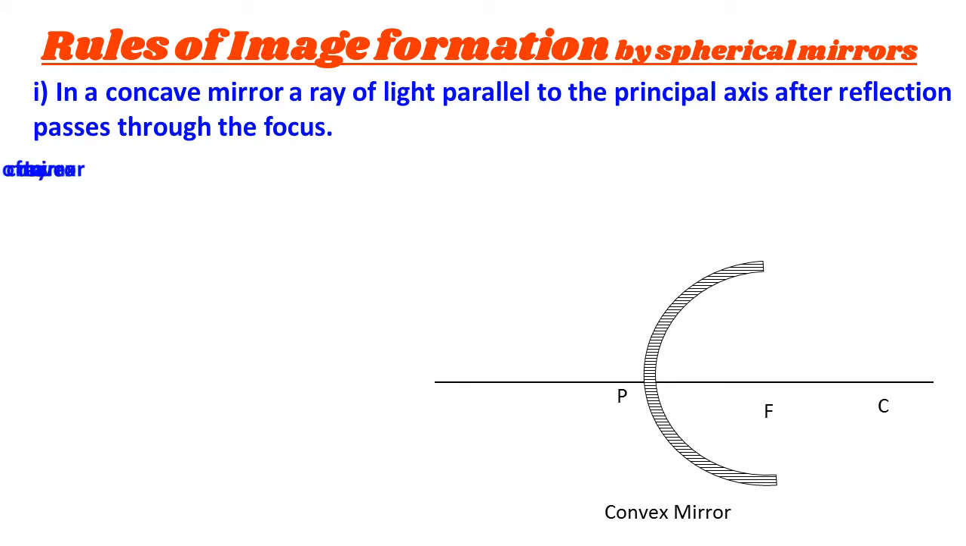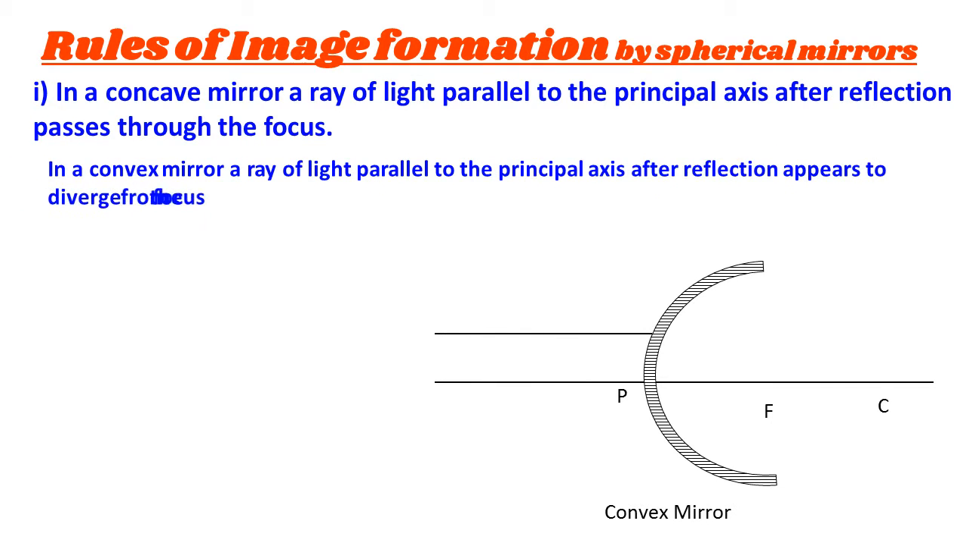On the other hand, in a convex mirror, a ray of light parallel to the principal axis after reflection appears to diverge from the focus.